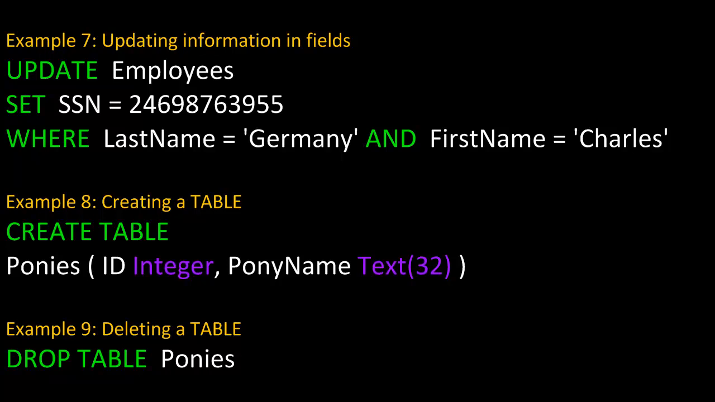Finally, in example 9, we're deleting a table, and to do that, we'd simply say drop table, and then the table name, which is ponies.